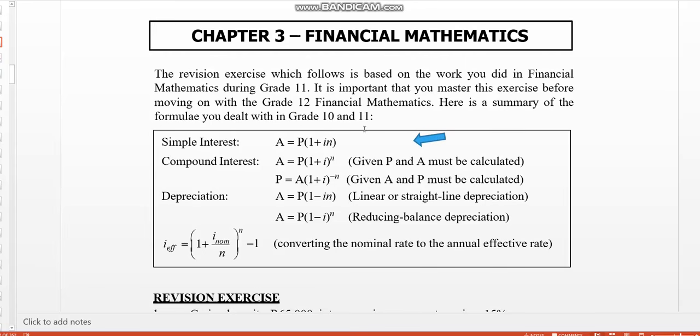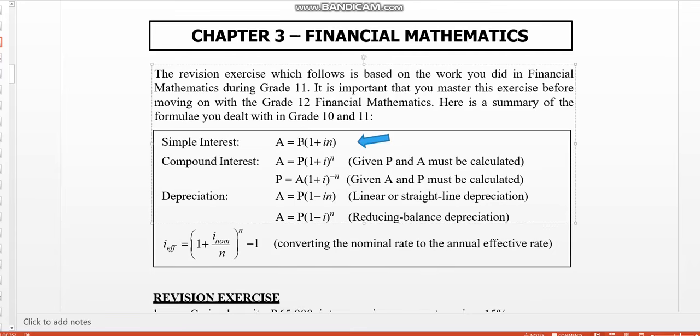All right. So the first thing that you're supposed to know is simple interest. Simple interest has a formula of A equals P bracket 1 plus i multiplied by n. The A here represents the accumulated amount. So it means the amount that will be accumulated, more or less the amount of money that is yet to be formed or calculated at the end. So that's the accumulated amount.